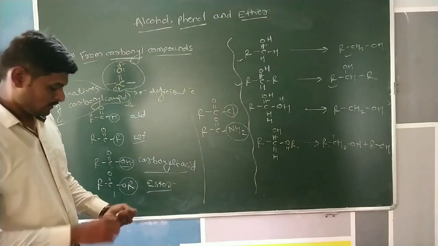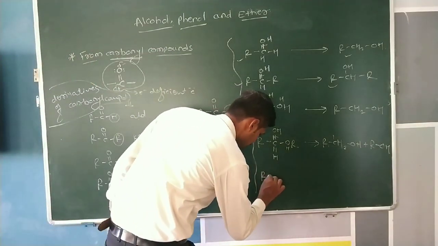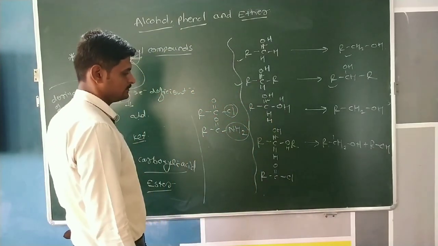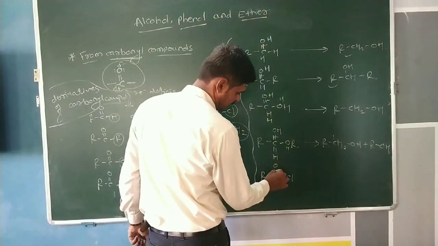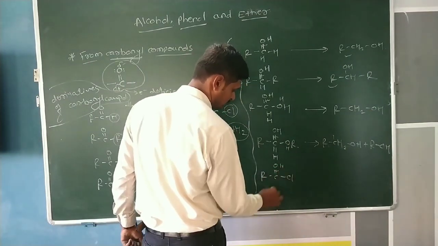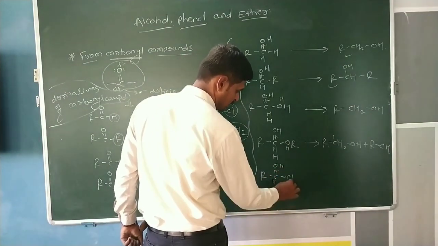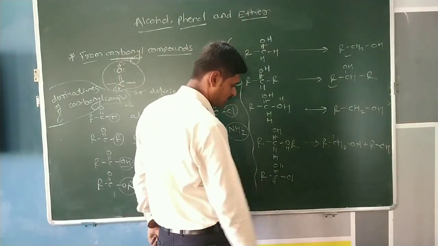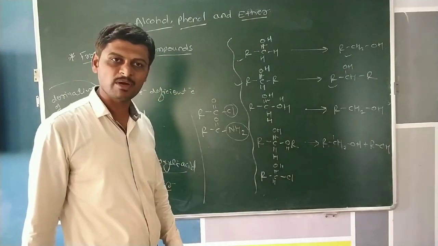Okay. Then we take acyl halide. From this acyl halide, the pi bond between the carbon and oxygen atom breaks. Then hydrogen is attached here, and another hydrogen is attached here. Then this Cl acts as a good leaving group. Therefore, Cl should be eliminated in the form of Cl minus.